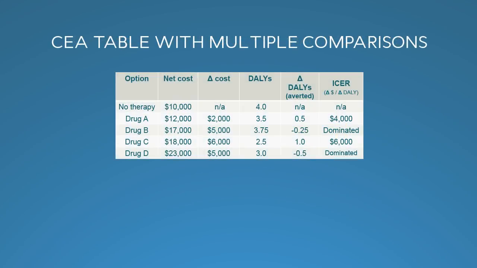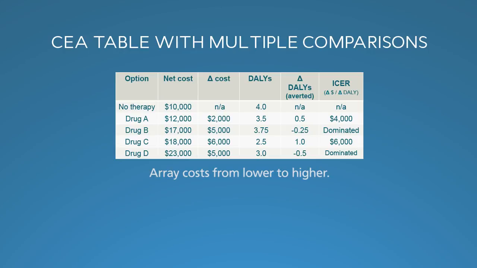Now let's look at a table with more comparisons. We've kept drugs A and B and added drugs C and D. In this example, drug C has a higher net cost, but it also works a lot better. Drug D has a still higher cost, but it doesn't work as well. So what we have here is 2 strategies, A and C. Both have positive ISERs, $4,000 for A versus no therapy, and $6,000 for C versus what? What do we compare C to?